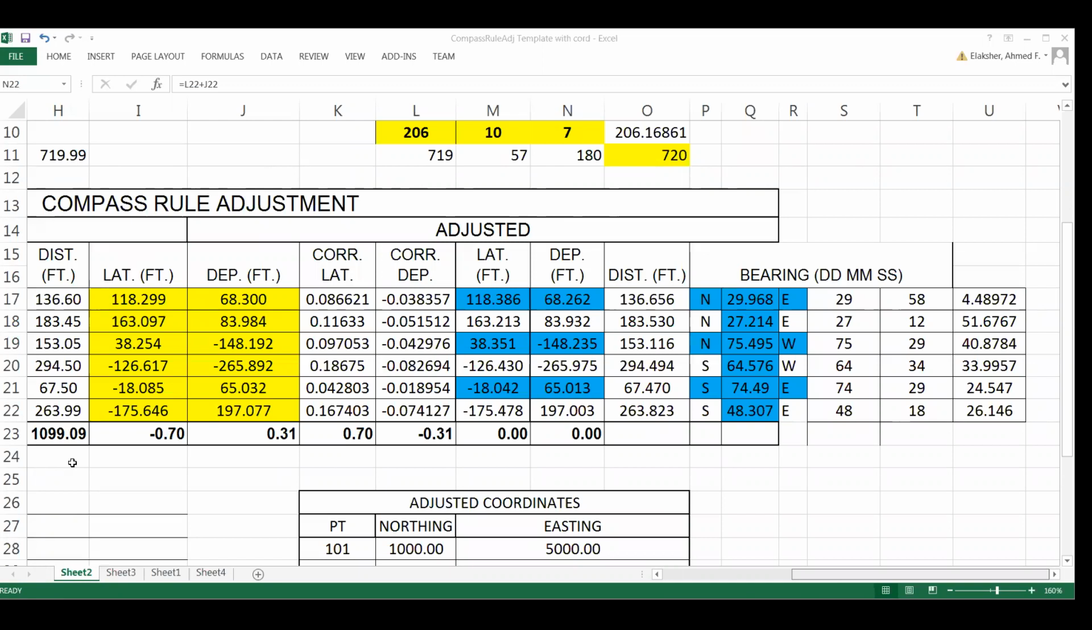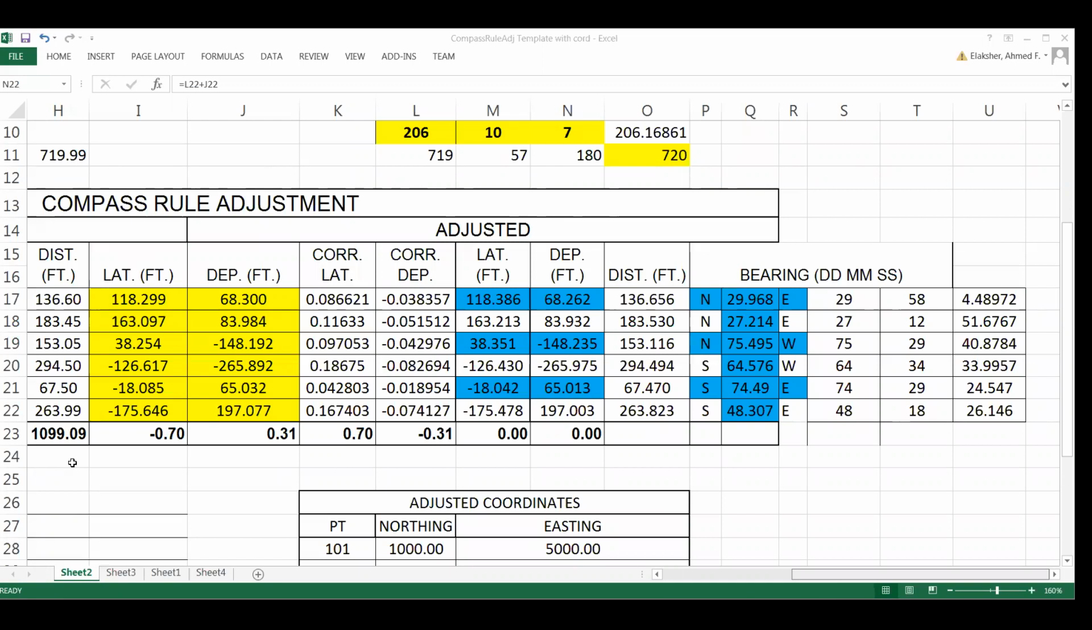Now, if you put this on the grid here, this is your east direction or easting. This is your north direction or northing. Let's assume I have a coordinate for A here, which is 1,000 here. And you have the latitude and departure. So you have the departure and the latitude.